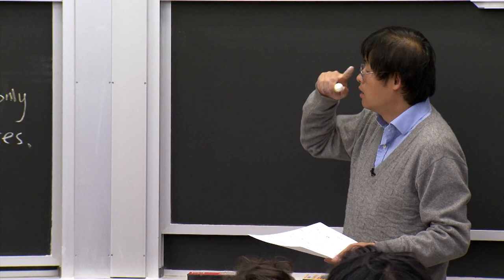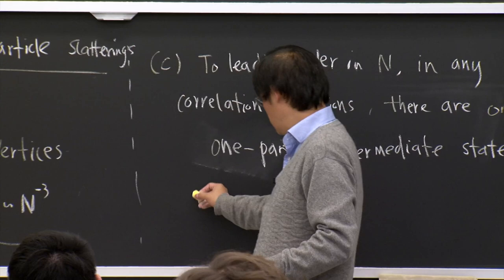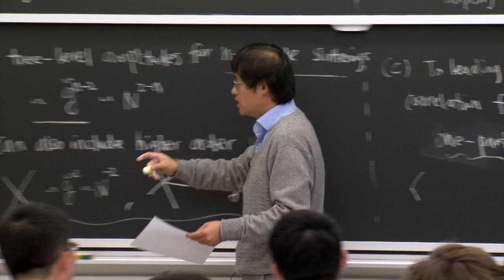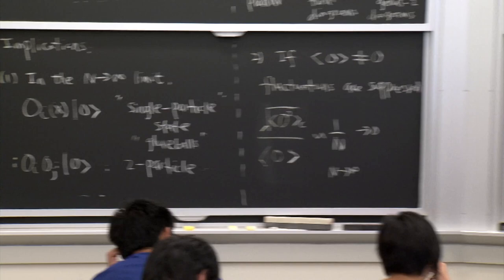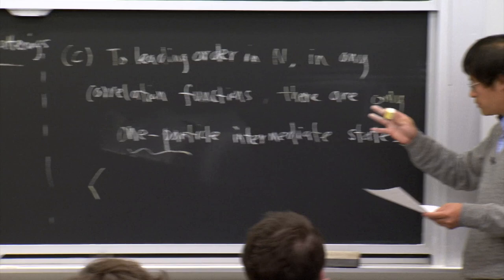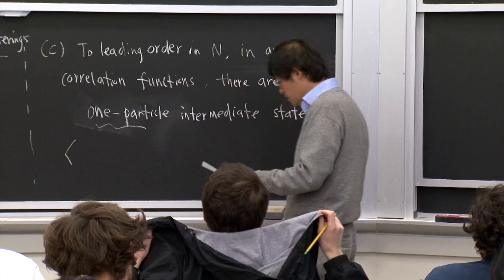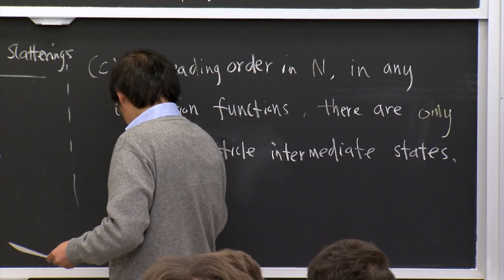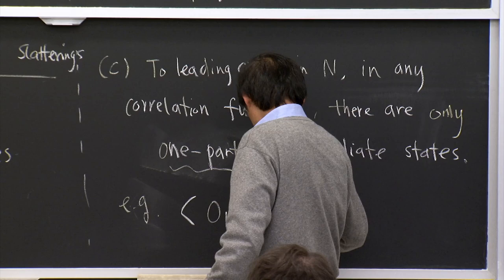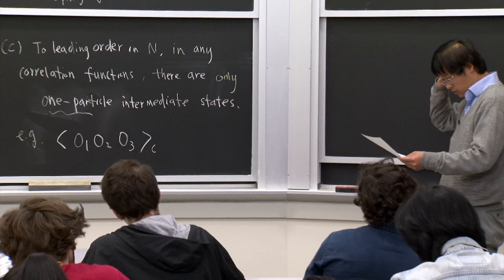So let's consider, by one particle, I always mean one particle in this sense. I will do it a little bit heuristically, not very precisely. I will not write rigorous formulas. So let's consider, just as an example, the three-point functions. So I have three operators. I look at this connected Green function.